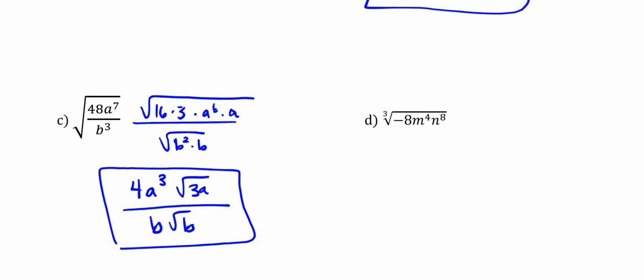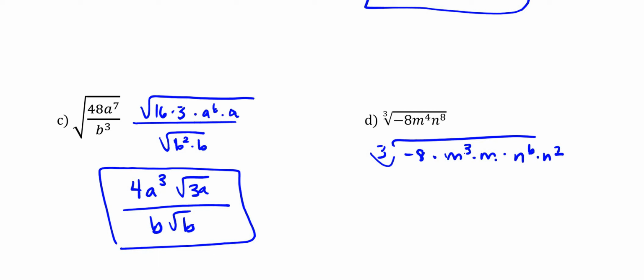Part D is a cube root of a negative value. That's possible. So I can make a negative 8. Well, that's a perfect cube. M to the 4th, I can make m cubed times m. And n to the 8th, I can make n to the 6th times n squared.